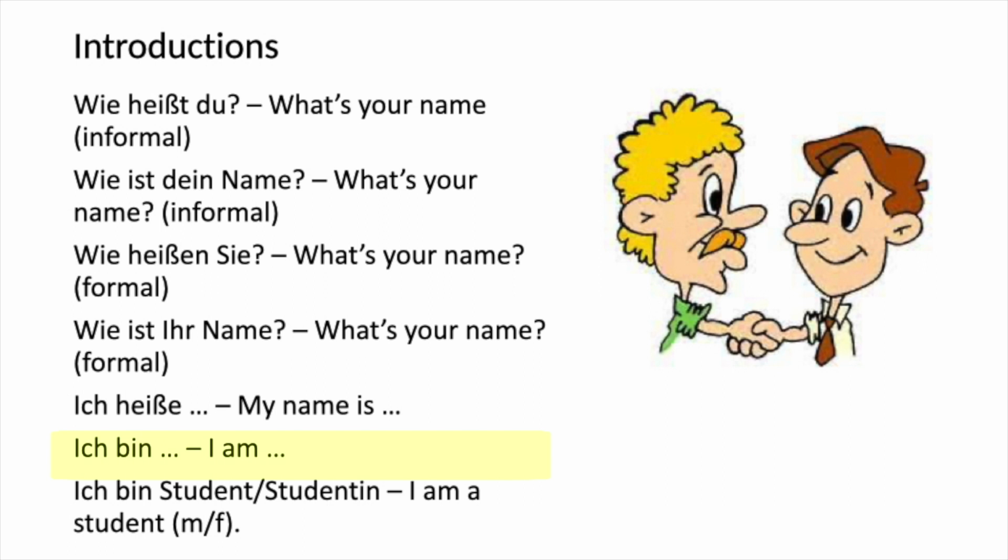Well, I'm maybe a student on a college campus. Ich bin Student, or maybe a feminine, ich bin Studentin. So once again, repeat with me. Wie heißt du? What's your name? Informal. Wie ist dein Name? This is also what's your name?